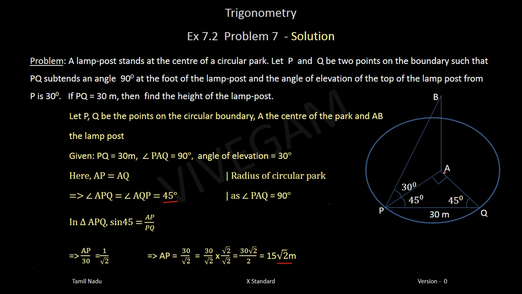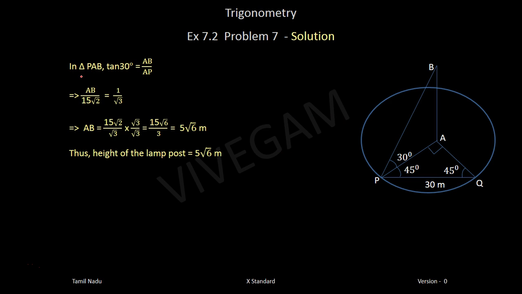Now you've calculated AP. The next step will be to calculate AB in this triangle BPA. This side is known, this is what we want to calculate, and this angle is known. It's given that the angle of elevation of the top of the lamp post from P is 30 degrees. So this angle, this known side and this unknown side, what is the relationship? Tan 30. Tan 30 is opposite by adjacent, right? So in this triangle PAB, tan 30 is opposite AB divided by AP.